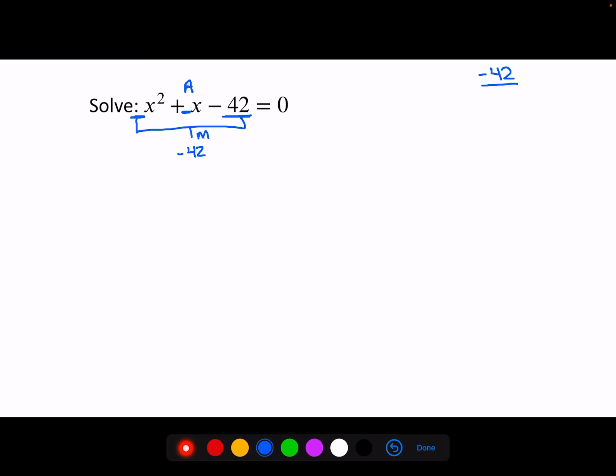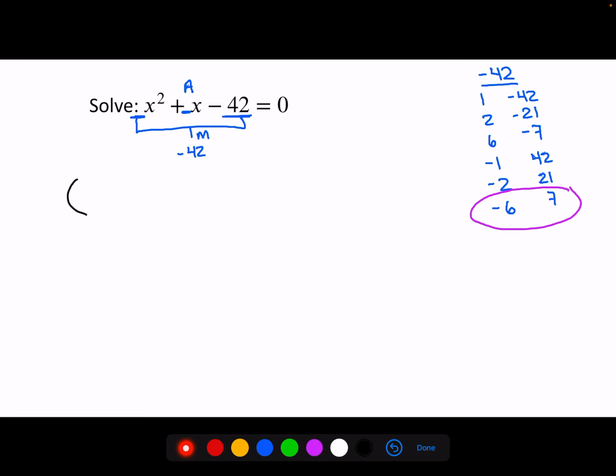Listing these out, we have 1 and negative 42, 2 and negative 21, 6 and negative 7. We have negative 1 and positive 42, negative 2 and positive 21, negative 6 and positive 7. Out of all of these, which ones will add to be positive 1? Because again, there's a missing 1 right here. That would be positive 7 and negative 6.